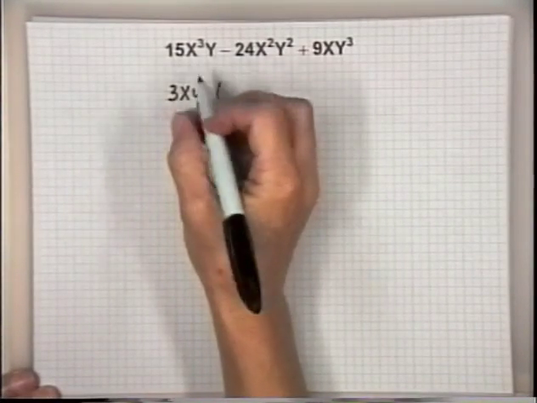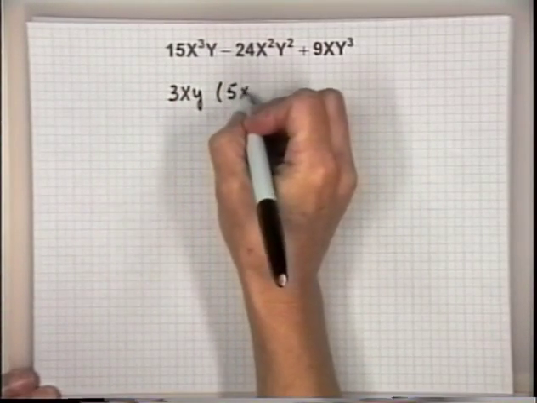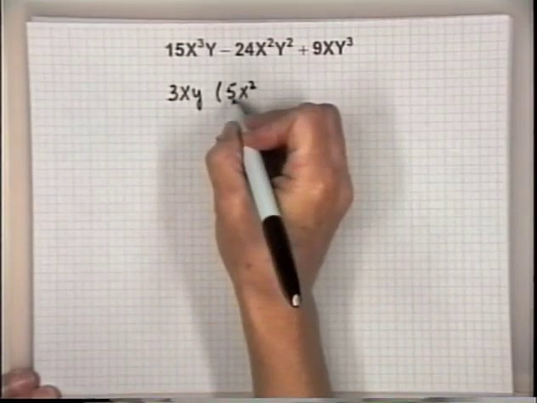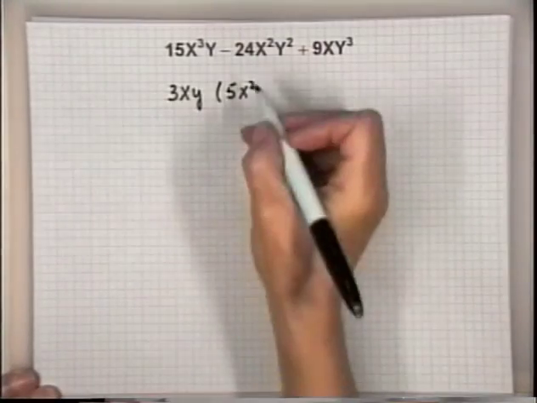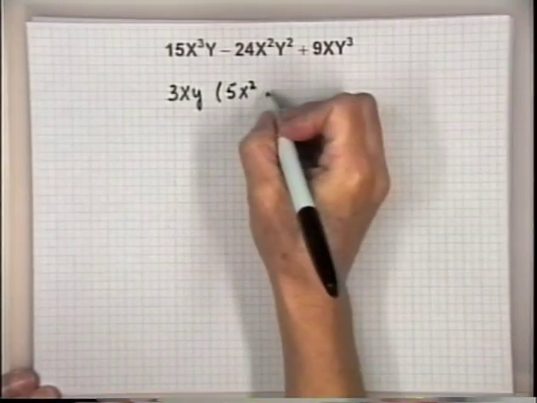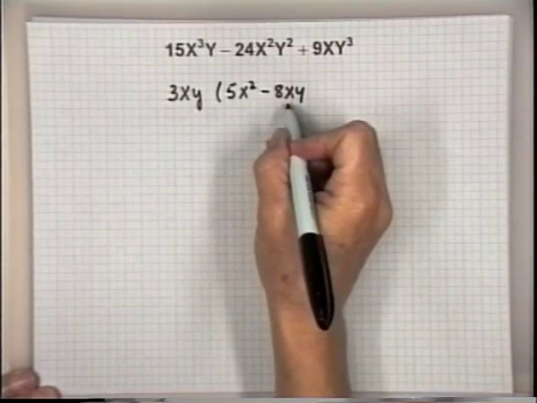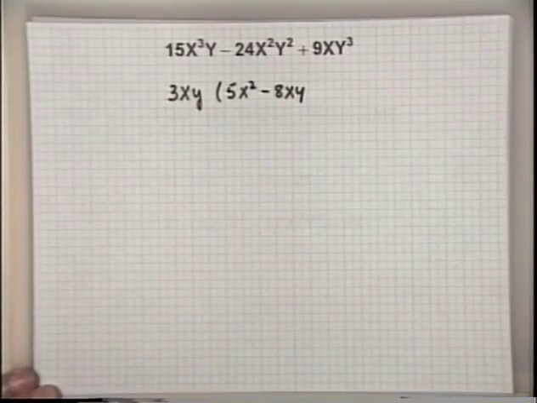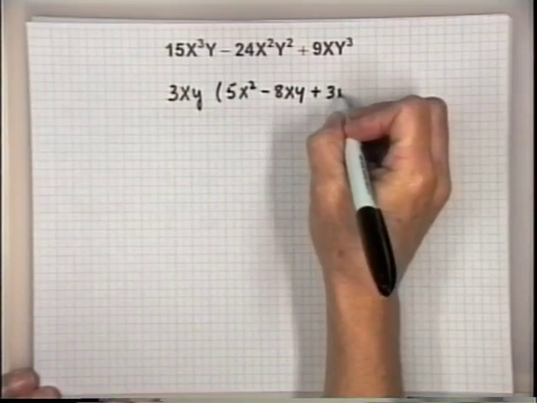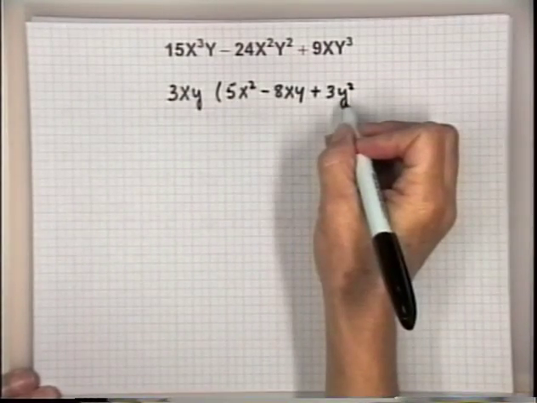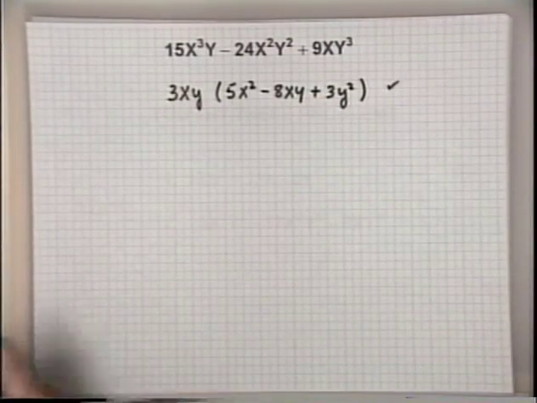Dividing 3xy into 15x cubed y gives me 5x squared. Let's check this. This is 15x cubed y. That is the correct first term. Dividing 3xy into our middle term, we get a negative 8xy. Multiplying these, we get negative 24x squared y squared. And then dividing our third term by 3xy, we get a positive 3y squared. Multiplying these, we have 9xy cubed. So at this point, we know our factors are correct.